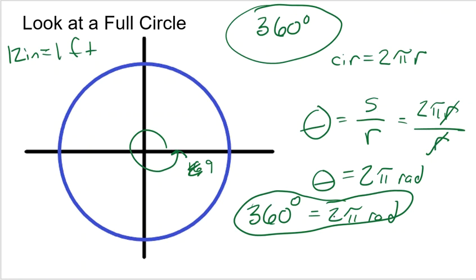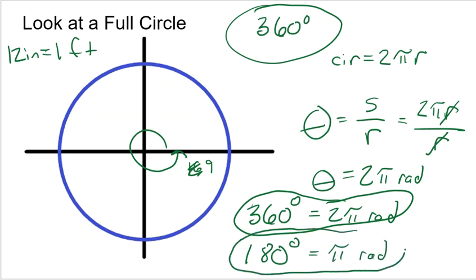And I can actually simplify this because both sides are divisible by 2. So just to make it a little bit simpler, 180 degrees equals pi radians. So that's just a little bit better conversion factor. So in half a circle, 180 degrees is equal to pi radians. So hopefully that makes a little bit of sense.